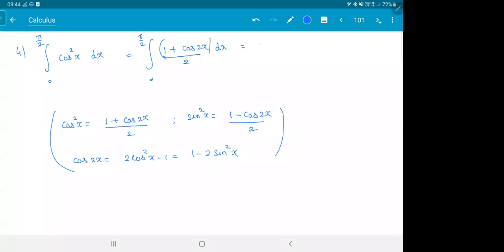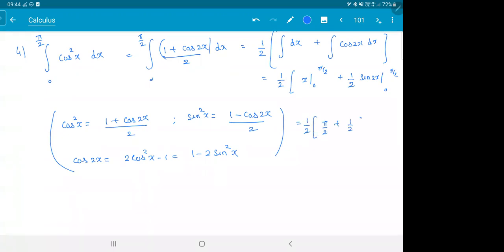So this will be, take out half outside. That will be integral dx plus integral cos 2x dx. The integral of dx is x, limit 0 to pi by 2. This integral will be half sine 2x, 0 to pi by 2. So this would be half into pi by 2 plus half into (sine 2 into pi by 2, sine pi minus sine 0). Sine 180 is 0, sine 0 is 0. So half into pi by 2 plus half into 0. So that guy is gone anyway. Pi by 4.